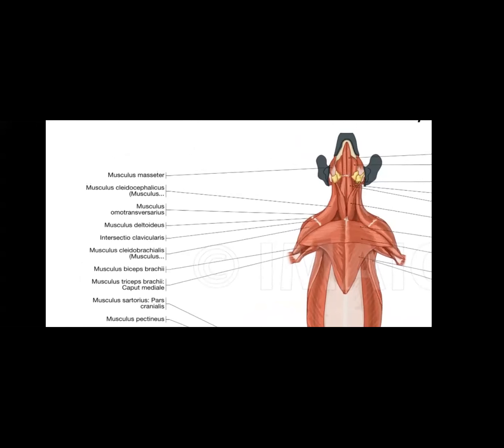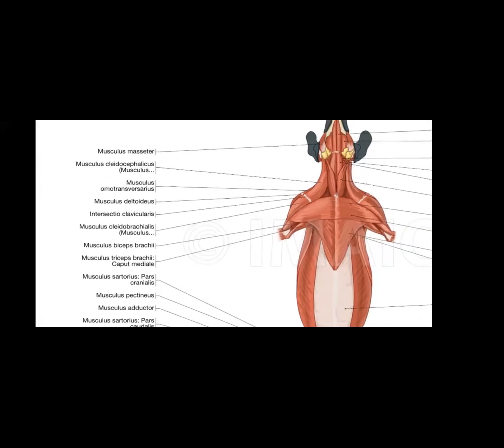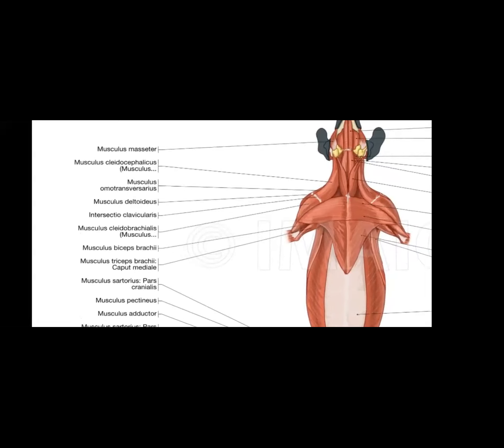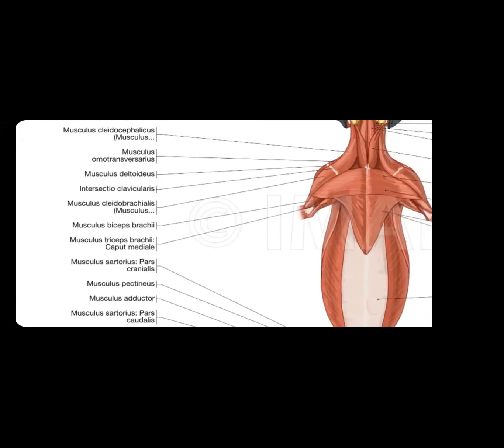So we've got the musculus masseter, which is on the side. That's the same one that runs deep, but it's the one that helps with masticating, like I said, or chewing. The musculus cleidocephalicus muscle. We've got the omotransversarius muscle, clavicularis muscle, and so forth, and biceps brachii muscle.